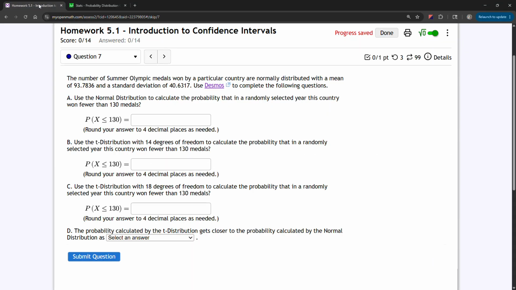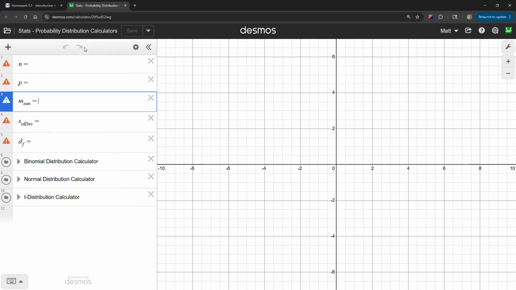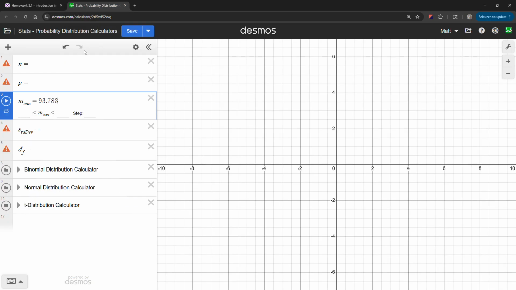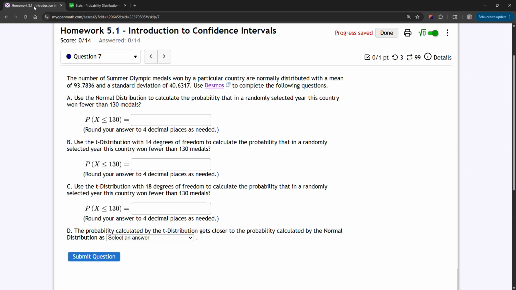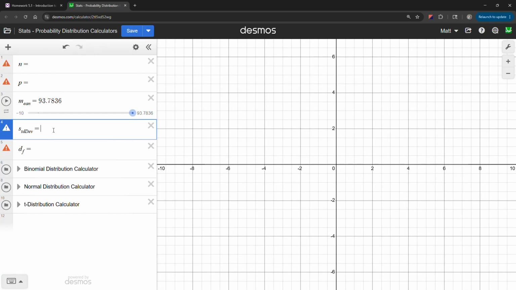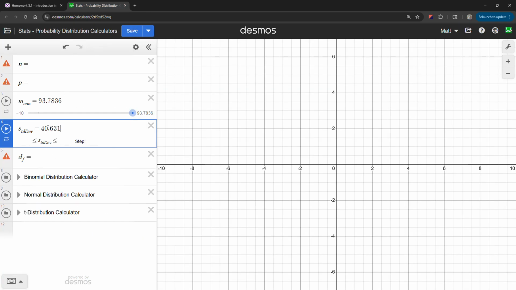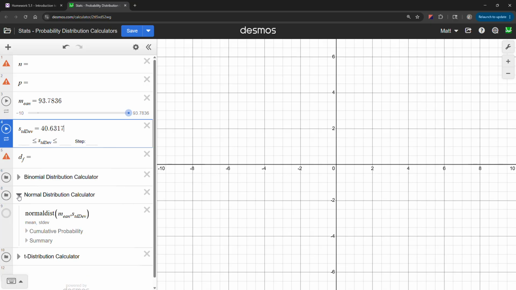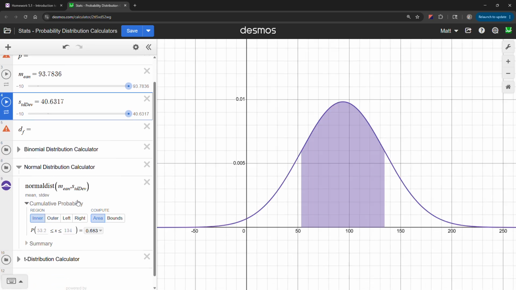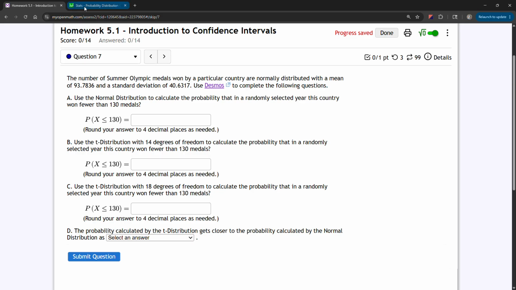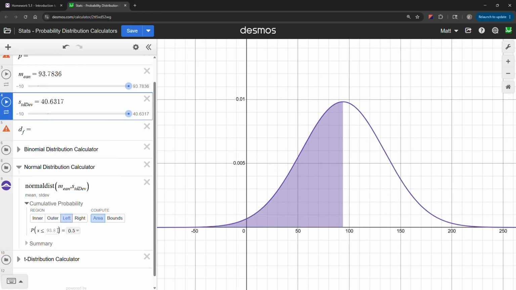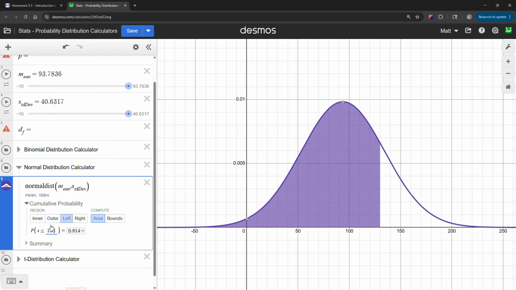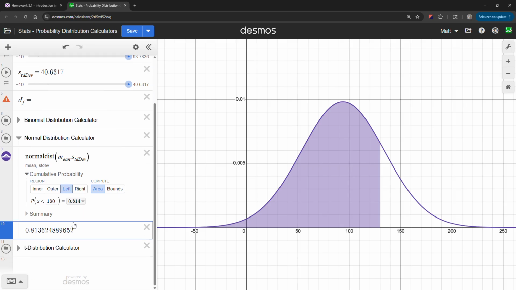First thing we'll do is transfer that information over to Desmos, so we have a mean of 93.7836 and a standard deviation of 40.6317. We can open up our normal distribution calculator and turn on the visualization for that distribution and calculate the probability that x is less than or equal to 130. Then we can export that value to make sure we can appropriately round to 4 places. We would get 0.8136.